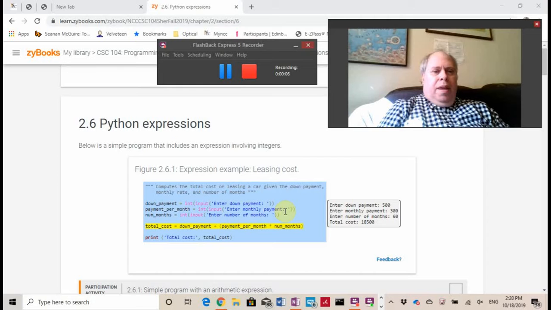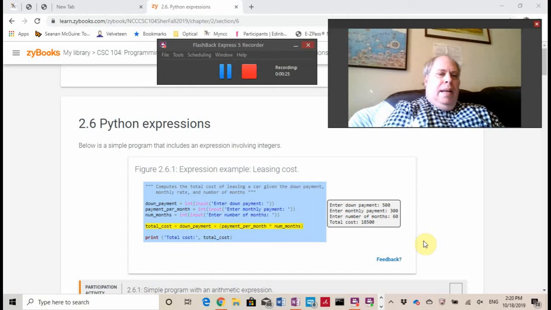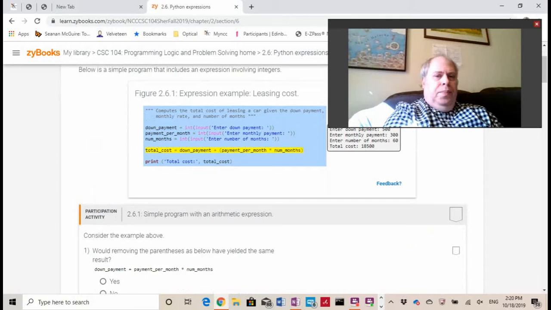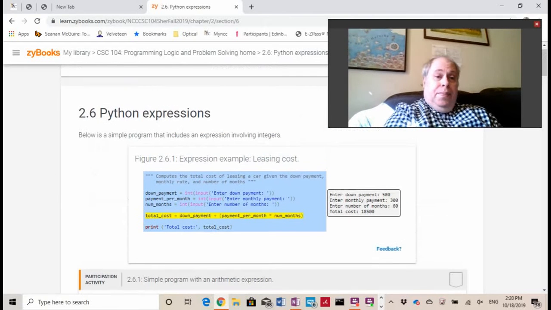So this little lecture is going to be about Python expressions. You can see that in the title. Chapter section 2.6 in our book, and some various details, particularly the compound operators. Okay, so we'll talk about that in a minute.